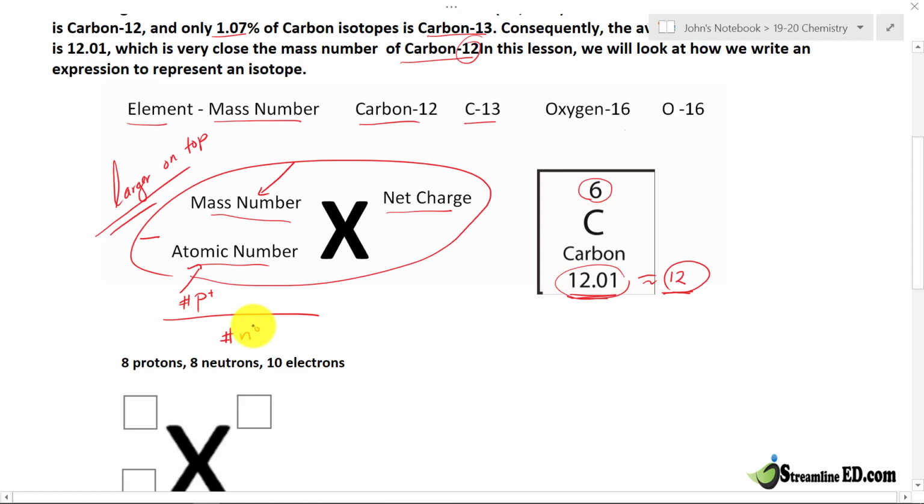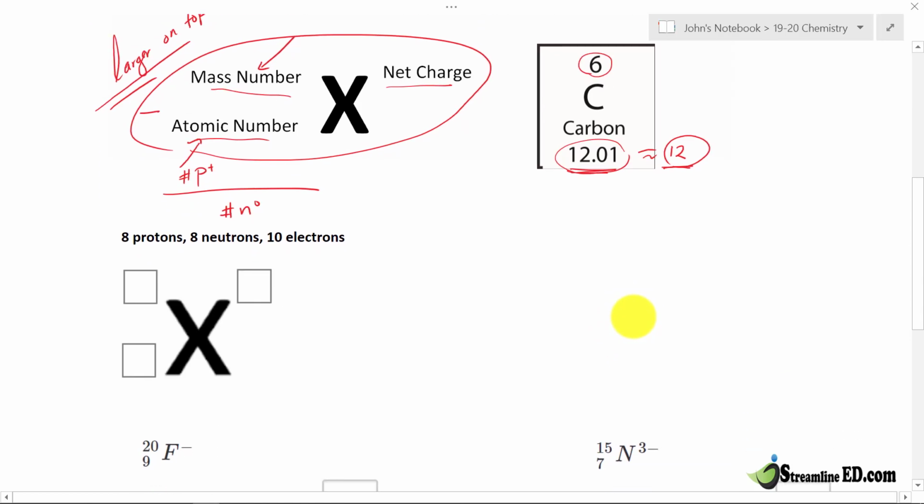So let's do an example problem. Here we have this generic format. We have 8 protons, 8 neutrons, and 10 electrons. Well, what is 8 plus 8? 8 plus 8 is equal to 16. So there you go, that's your mass number. And this 8 right here is just your number of protons, that's all it is.